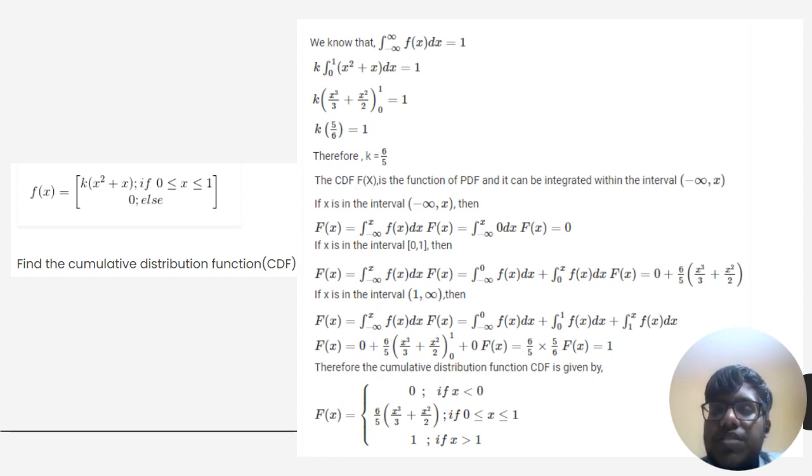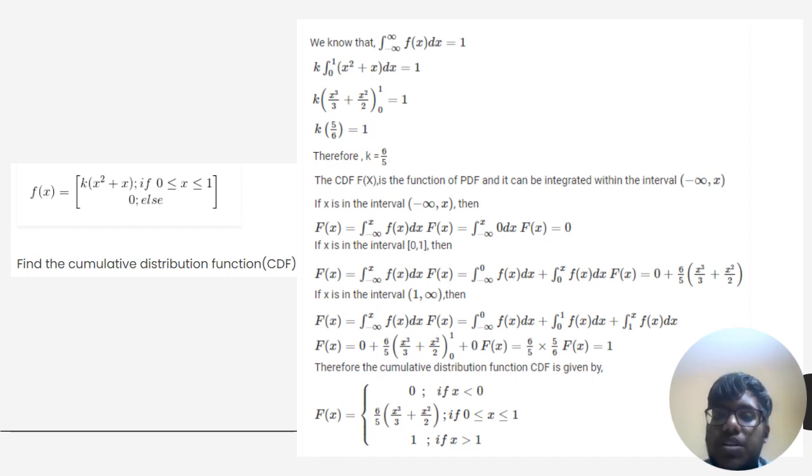The CDF F(x) is a function of the PDF, and it can be obtained by integrating within the interval minus infinity to x. If x is in the interval minus infinity to 0, then F(x) is the integral from minus infinity to x of f(x) dx, which is the integral of 0 dx, so F(x) is equal to 0. Then if x is in the interval 0 to 1, F(x) is equal to 0 plus 6 by 5 of (x cubed by 3 plus x squared by 2).